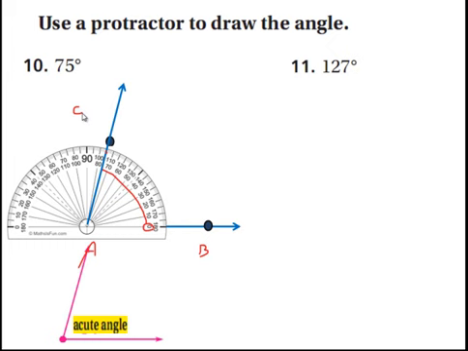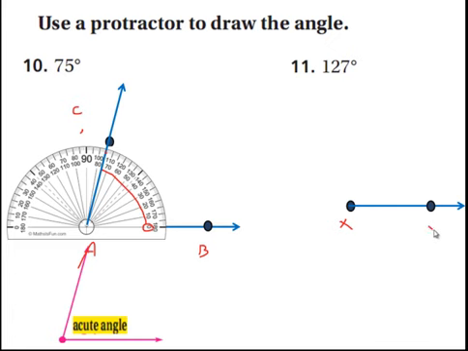An acute angle. Question 11. It wants you to draw an angle that measures 127 degrees. First, state a point. Second, draw a ray. Third, state another point on your ray and name them. I'm going to name them X and Y.